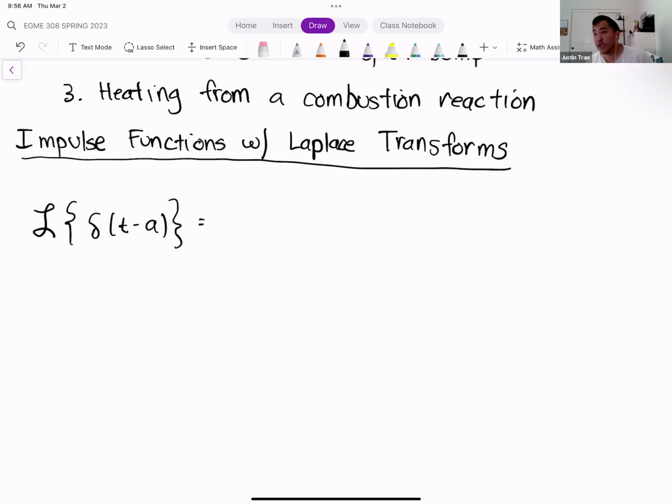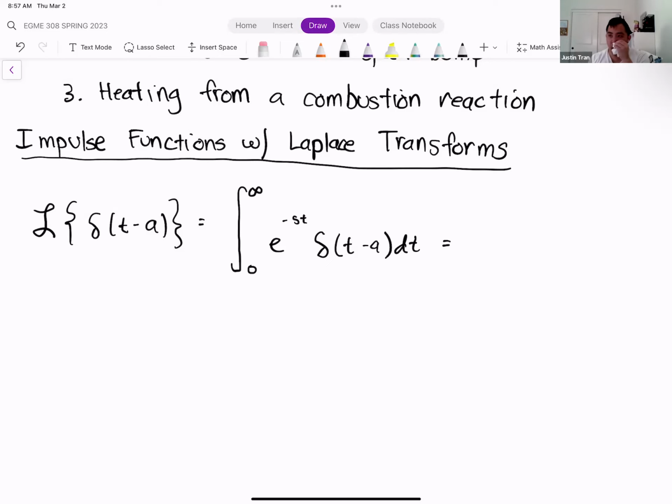Okay, and so if we take the Laplace transform of a direct delta, let's write out the equation. So the equation is the integral from 0 to infinity, e to the minus st multiplied by delta of t minus a dt. Okay. And so we need to evaluate this integral in order to take the Laplace transform of a delta function. Okay. All right.